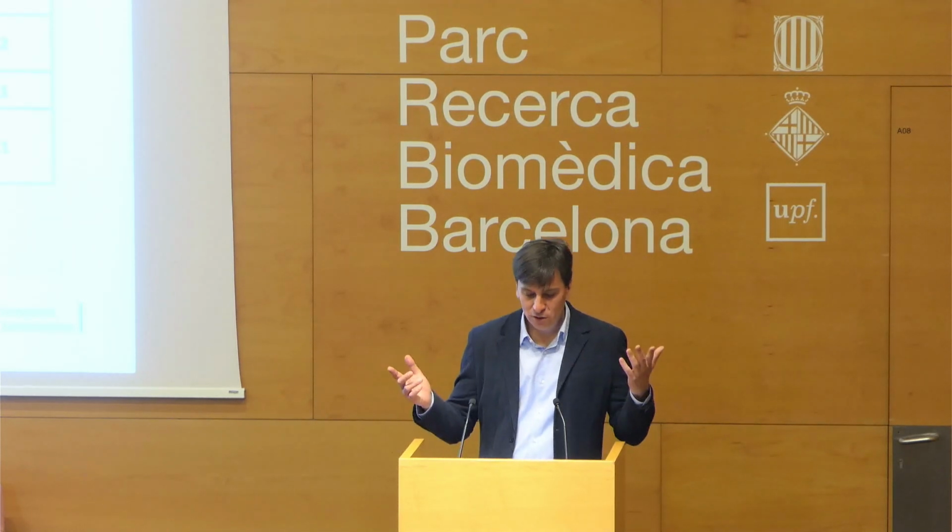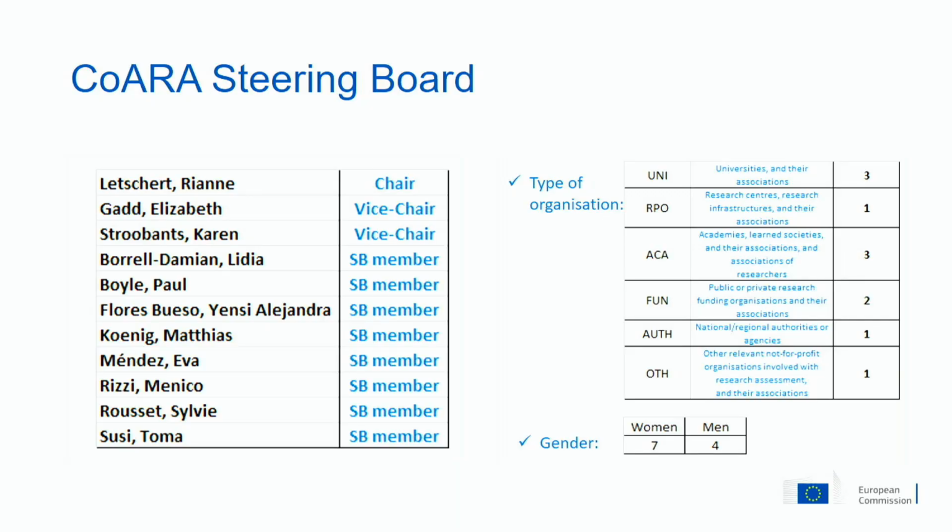Just for your information, several things happened at the Constitutive Assembly. There were the governance documents, there was the appointment of the Secretariat, there were a number of things decided. Probably the most important one was the election of the steering board. There were elections for that. Here you have the names. The chair of the steering board is Rian Letscher, who is the rector of Maastricht University in the Netherlands. The good thing is that they are very competent people, all of them, and very strongly committed to this change.